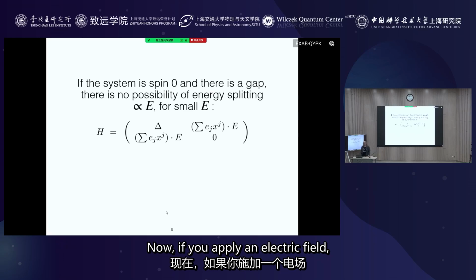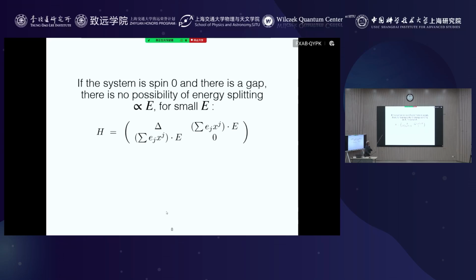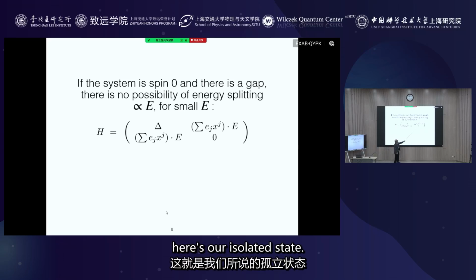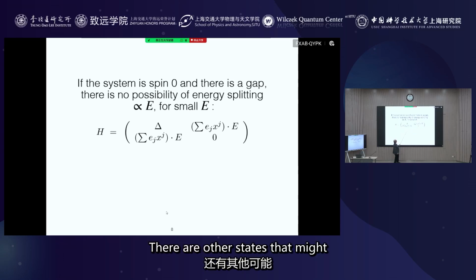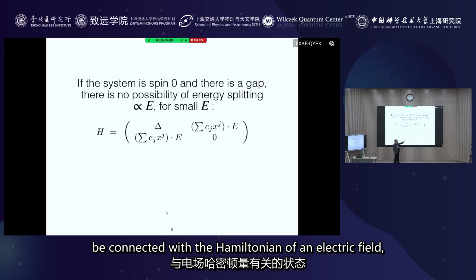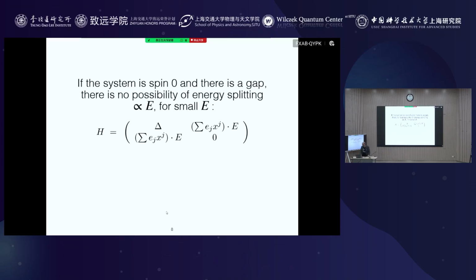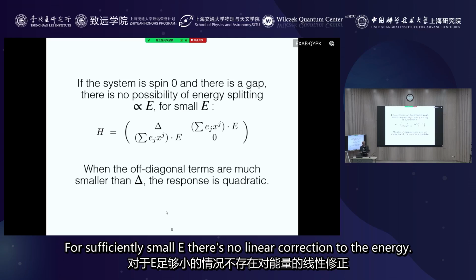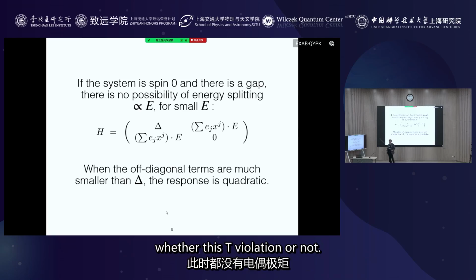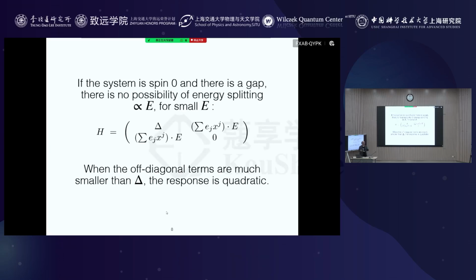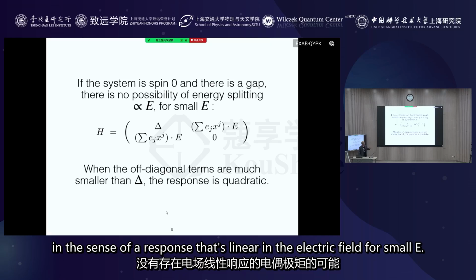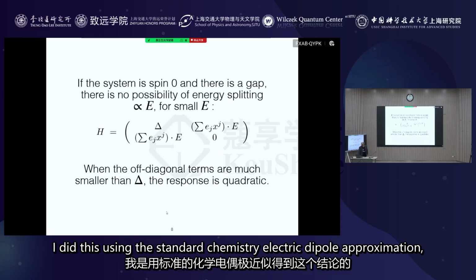Now if you apply an electric field, here's our isolated state. There are other states that might be connected with the Hamiltonian of an electric field, but they're separated by an energy gap, delta. And for sufficiently small E, there's no linear correction to the energy. In other words, there's no electric dipole moment. Whether there's T violation or not, there's no possibility of an electric dipole moment in the sense of a response that's linear in the electric field for small E.